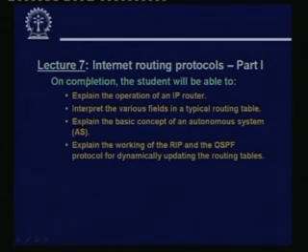In lecture 7, we started our discussion on internet routing protocols, part 1. Here we started with an explanation of how an IP router works and how routing is carried out. We looked at the various fields in a typical routing table and the kinds of decisions a router has to take based on the entries in a routing table. Understanding the concept of autonomous system is essential here. So, we talked about what an autonomous system is, and we started our discussion on the internal routing protocols.